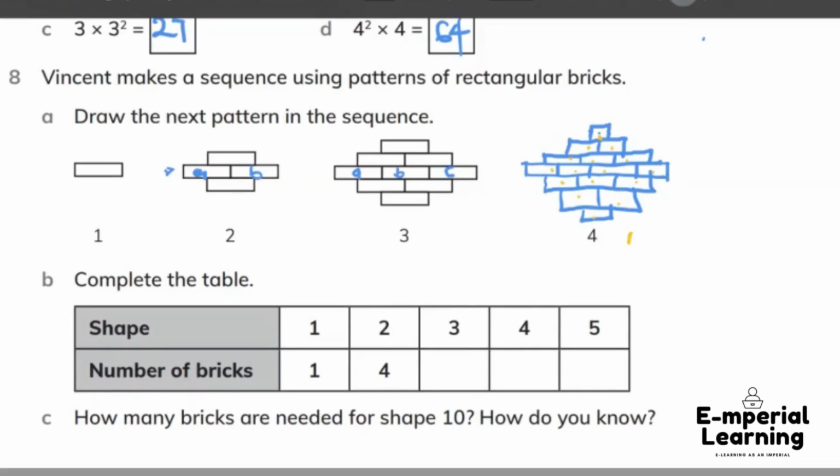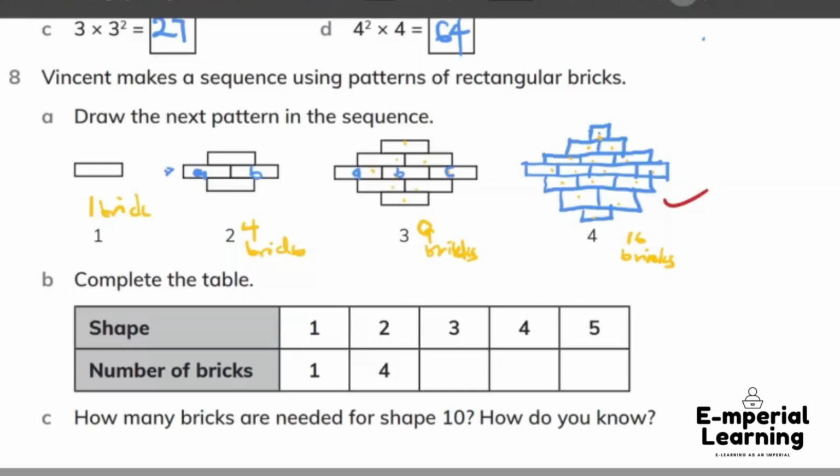Let me just put this down here. So 16 bricks. Okay, let's count the bricks for 3. We have 1, 2, 3, 4, 5, 6, 7, 8, 9. We have 9 bricks. And here we have 4 bricks. And here we have 1 brick. Okay. So well done. This is a good pattern.